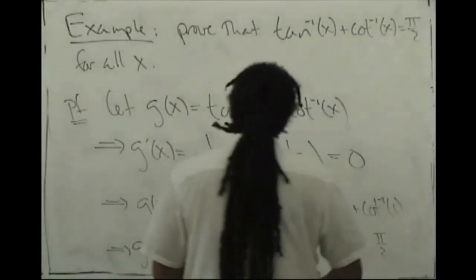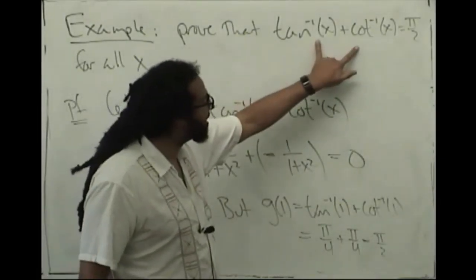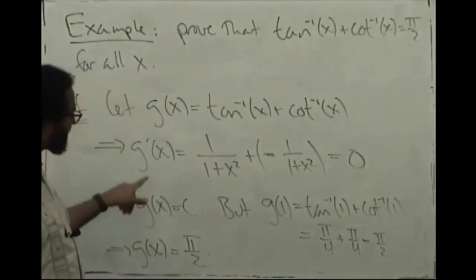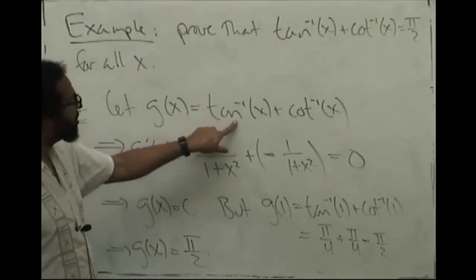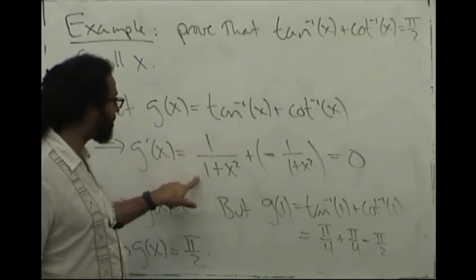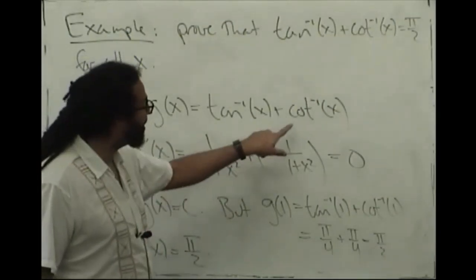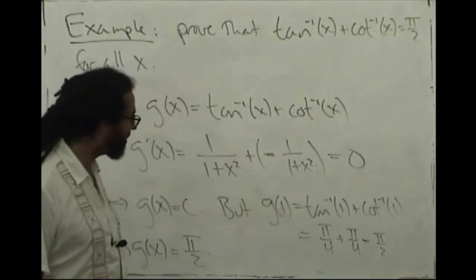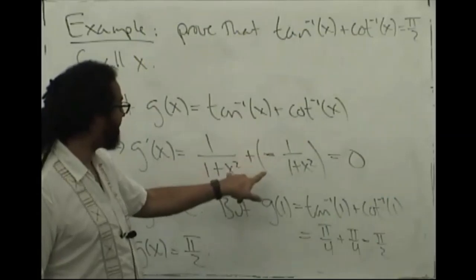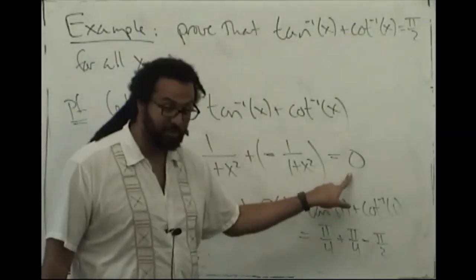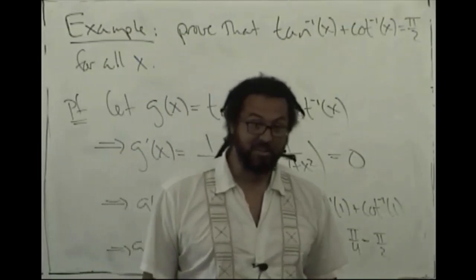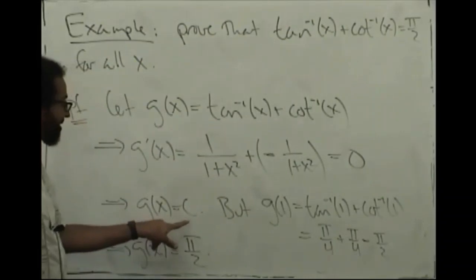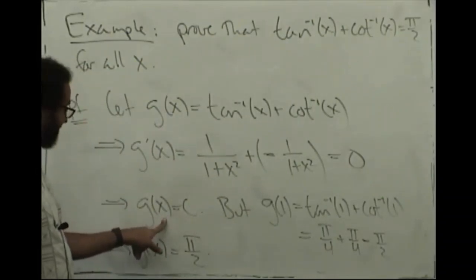In fact, this same method of proof will work to prove that fact if you didn't already believe it. Anyway, let me just let g of x be the thing on the left-hand side. So tan inverse plus cotan inverse. And now take the derivative. I know the derivative of tangent inverse of x is 1 over 1 plus x squared. And I know the derivative of cotangent inverse is negative 1 over 1 plus x squared. And so the derivative then of g is just equal to 0. Well, the previous theorem says that this function then must be constant, right? So I know g of x is equal to c for every real number x, right?